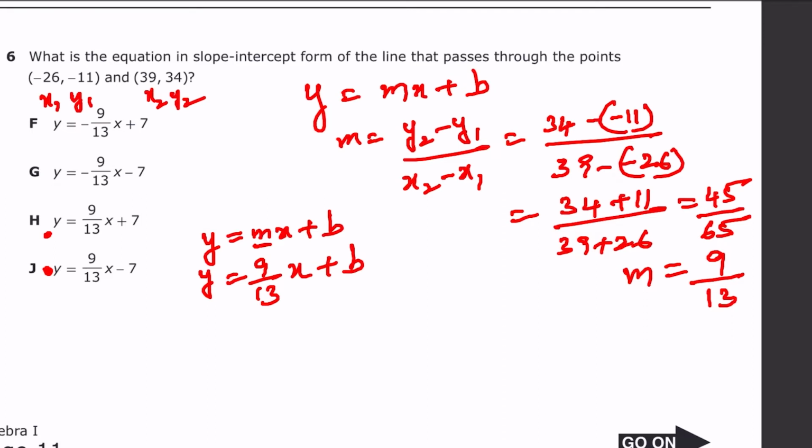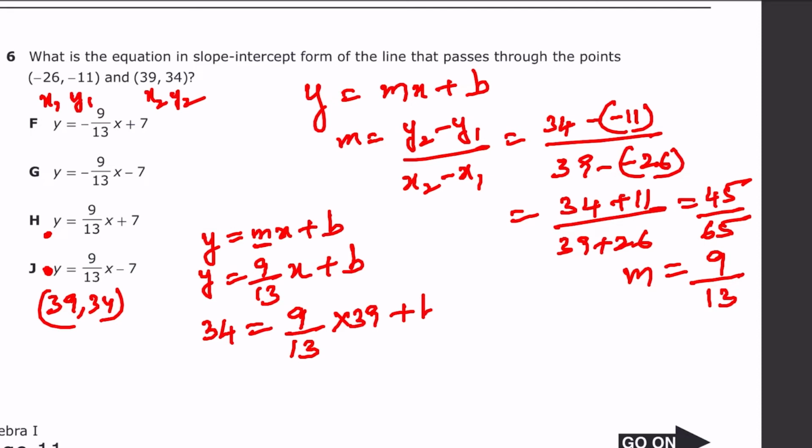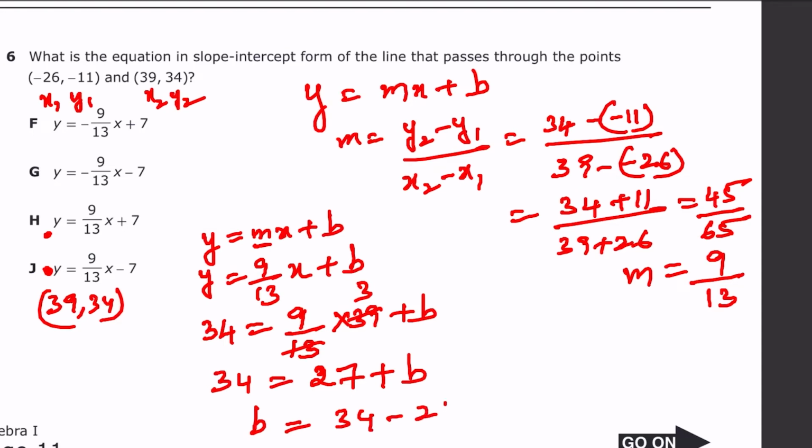So I am taking the x2 and y2 values, that is 39 and 34, and I am going to plug them in. So you are getting 34 is equal to 9 by 13 into 39 plus b. 13 ones are 13, 13 threes are 39, so you are getting 34 is equal to 9 threes are 27 plus b. So therefore b is equal to 34 minus 27. You are doing minus 27 on both sides, so you are getting 7. So it's a positive 7. So the answer is H.